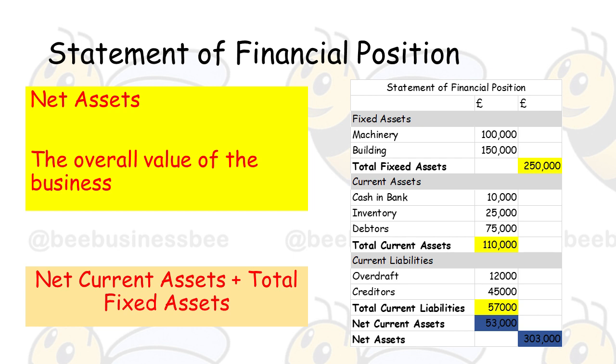At the bottom of your statement of financial position, you will find the column net assets. And the word net in maths means total. So this is basically the total value of your business or everything that it's worth. And the way you calculate this is simply taking your net current assets that you just calculated and add it on to your total fixed assets that you've worked out previously near the top. So in my case here, you would take that £250,000 that you've got for your total fixed assets and you add that to your £53,000 that you have for your net current assets. And that is the overall value or worth of the organisation.